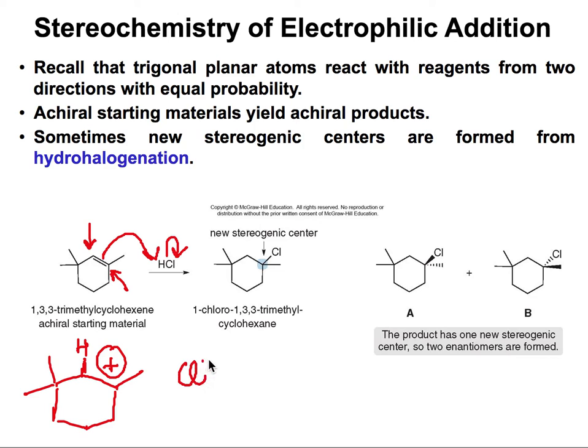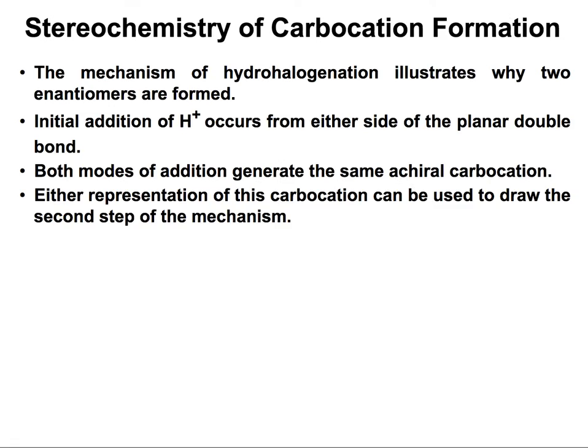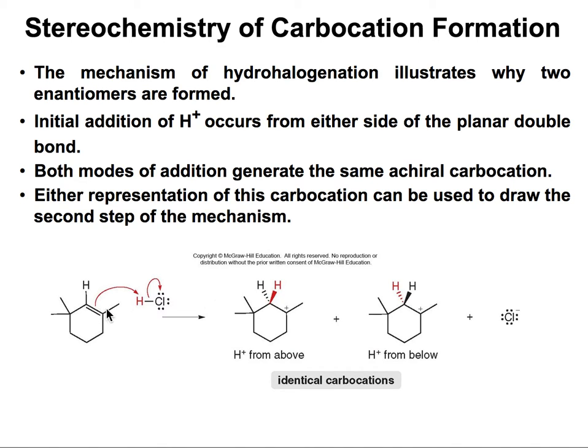And now the Cl has to come and attack, right? But remember, this is a carbocation, so carbocations are sp2 hybridized, which means that the Cl could come and attack either from the top or from the bottom, and that's how we get a racemic mixture of two compounds, A and B. So here, the Cl will leave, we will form that carbocation, and now the Cl can either come from the top or from the bottom.